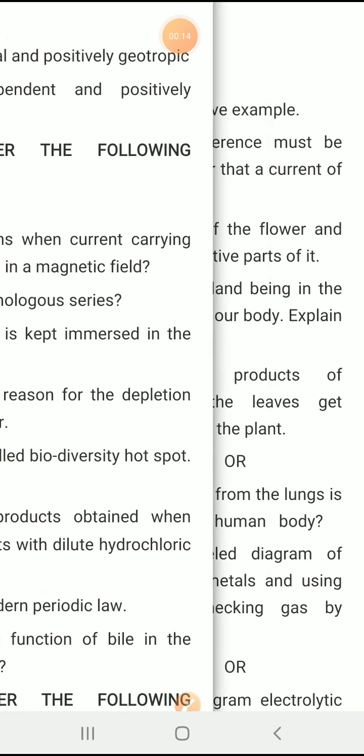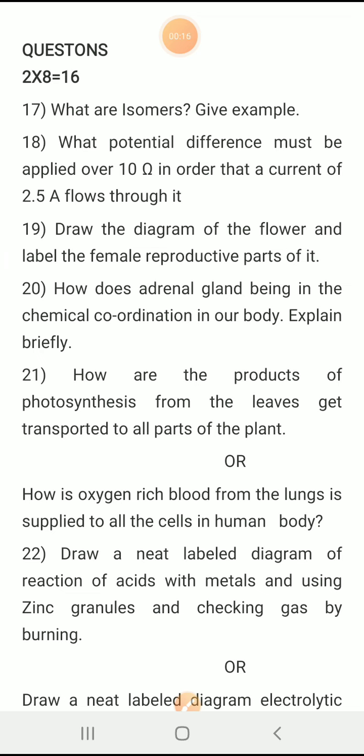In the previous class, we discussed what isomers are. Compounds which have the same molecular formula but different structural formulas are called isomers. The process is called isomerism. An example is n-butane and isobutane, which have the molecular formula C4H10. Right.